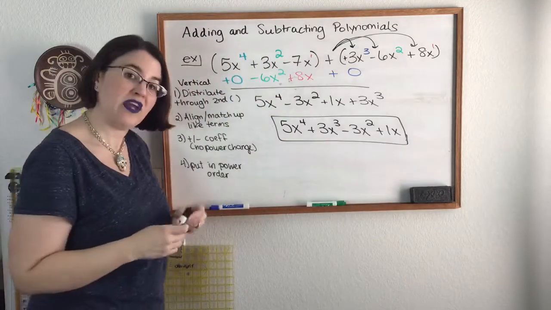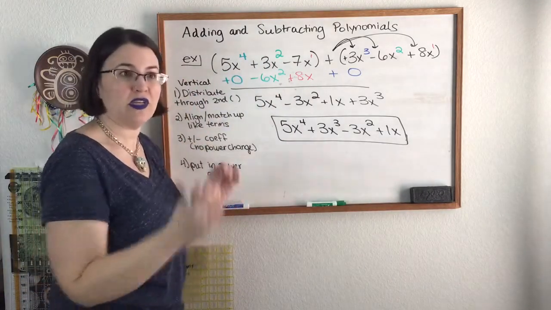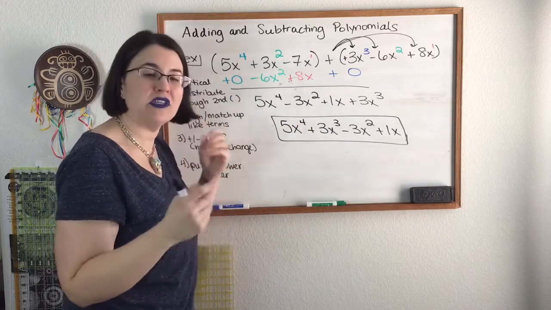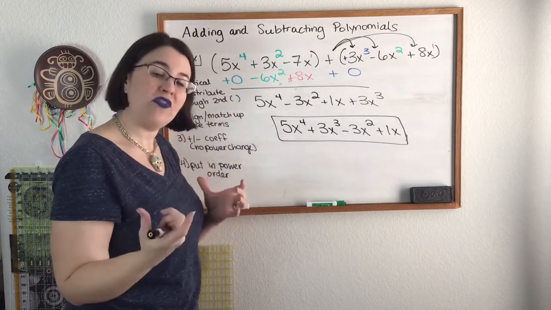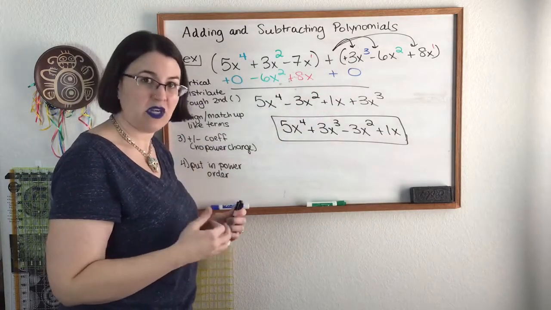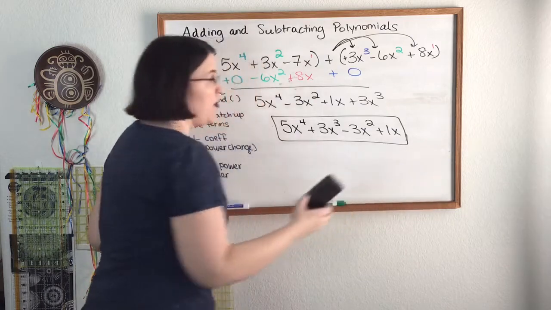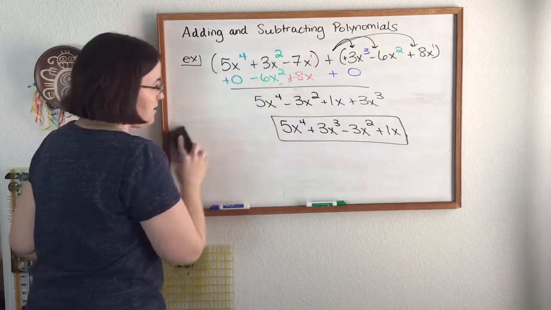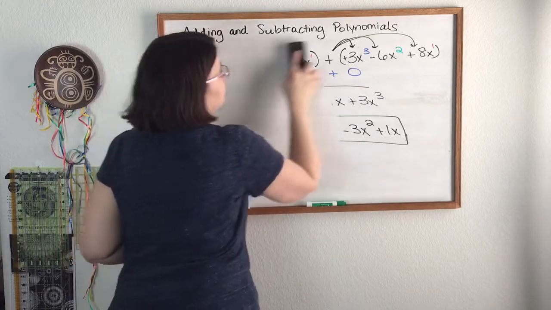Now, that's not the only way to do these. You can certainly do these horizontally. I've just found that if you're really struggling, the vertical is almost a better visual. The one thing you have to watch out for on the vertical is any missing terms that don't have someone to combine with. So for the next one, I'm going to go ahead and do a subtraction problem, and I'm going to do it the horizontal method, just so that you can see it.